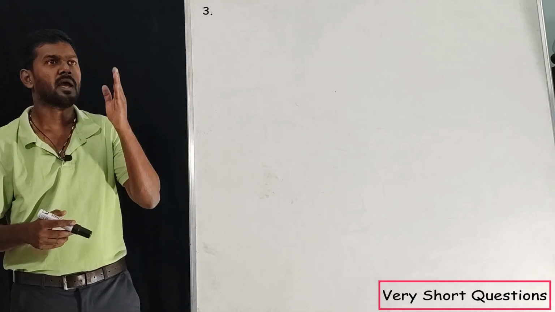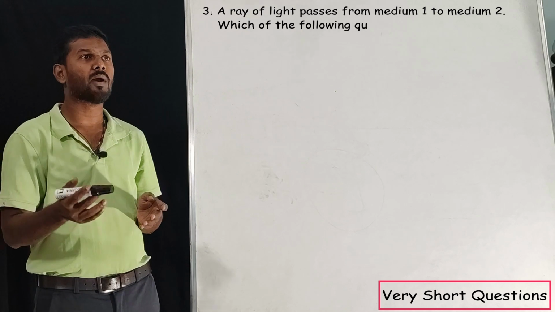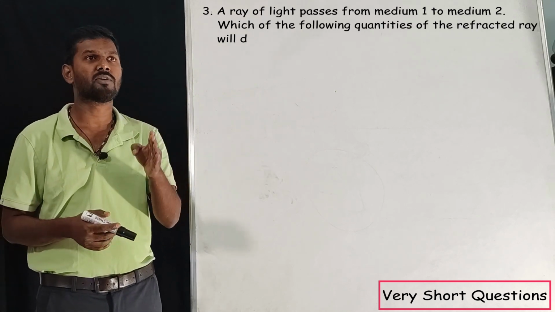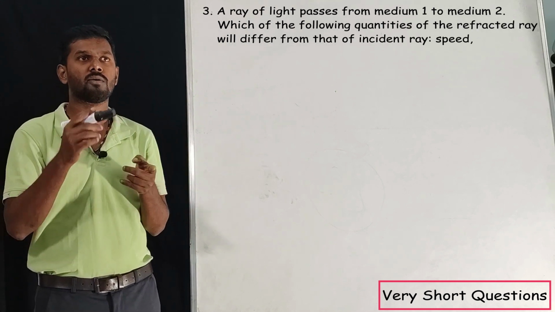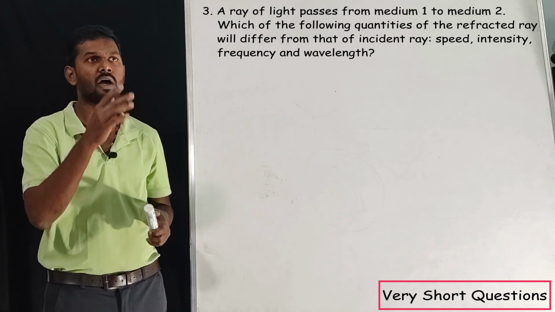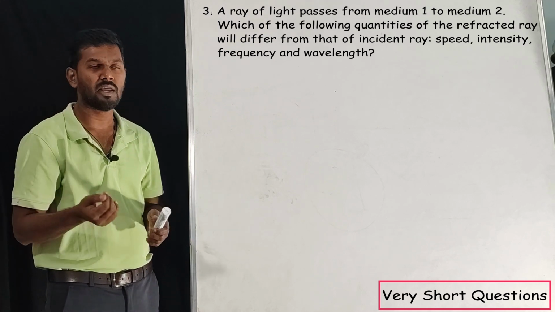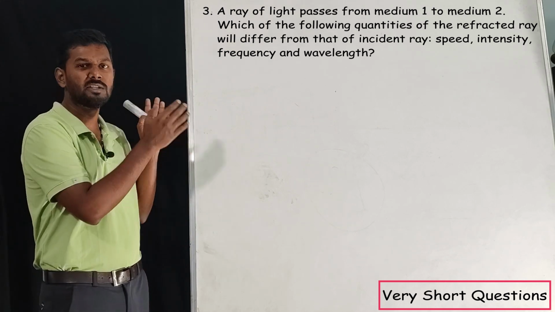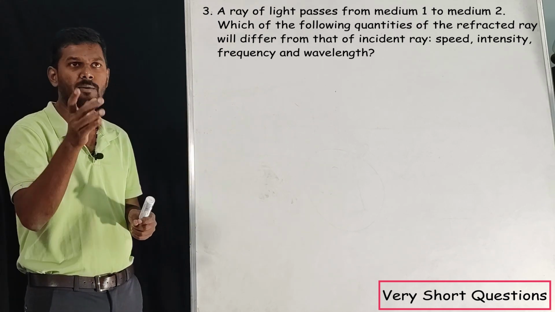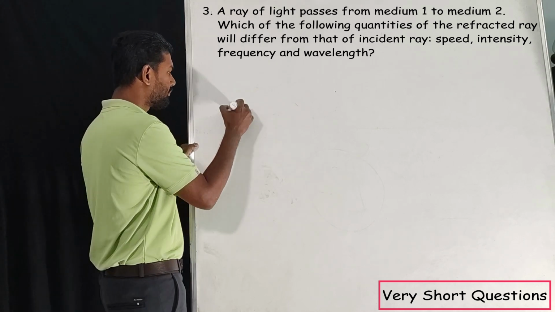Our next question: a ray of light passes from medium 1 to medium 2. Which of the following quantities of the refracted ray will differ from the incident ray? The quantities are speed, intensity, frequency and wavelength. Out of all these four, which will differ from the original after the refraction? See, only frequency will never change.